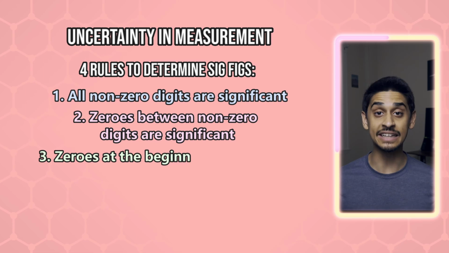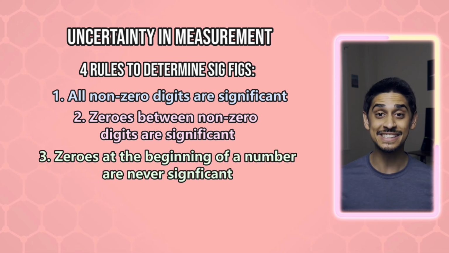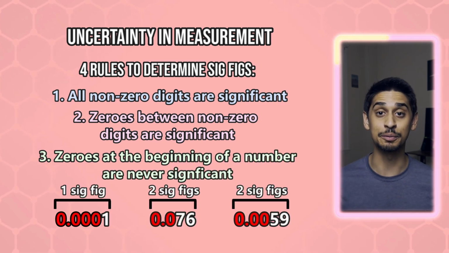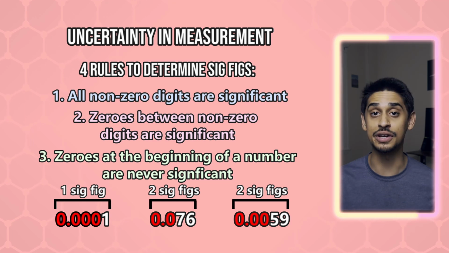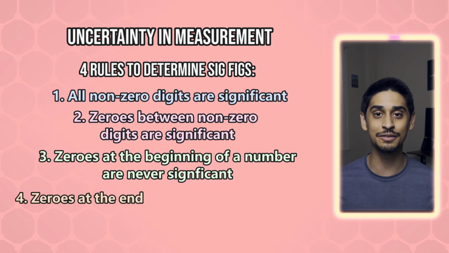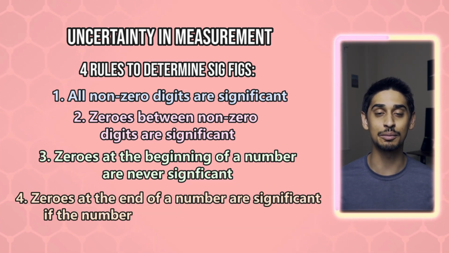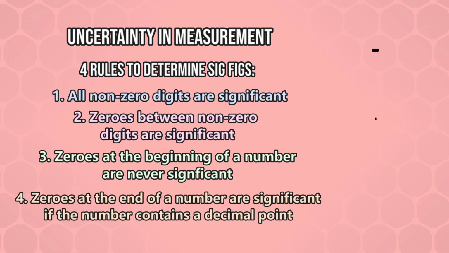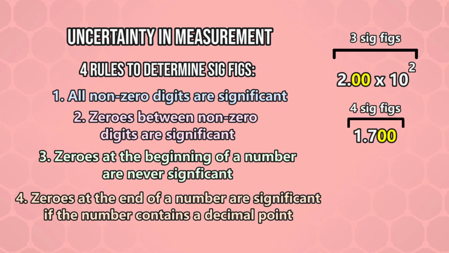Third, zeros at the beginning of a number are never significant. So in these examples, the first zeros would be considered placeholder zeros and are not significant. Fourth, zeros at the end of a number are significant if the number contains a decimal point. For example, in these numbers, there is a decimal point and therefore these zeros at the end are significant.